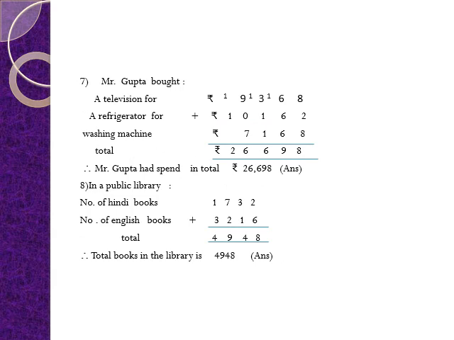Question number 7. Mr. Gupta bought a television for 9,368, a refrigerator for 10,162, a washing machine for 7,168. So how much money did he spend in total? To find out how much money he has spent, we have to add all 3 sums, and we will get how much he has spent, that is 26,698.